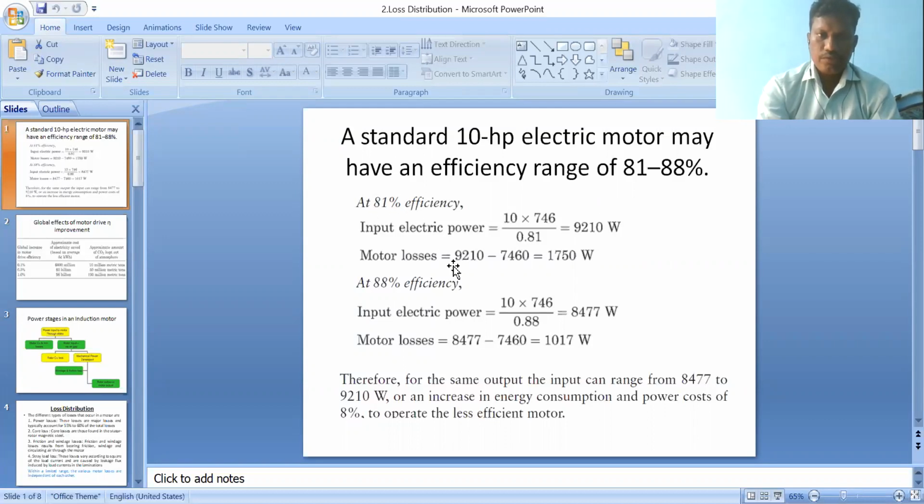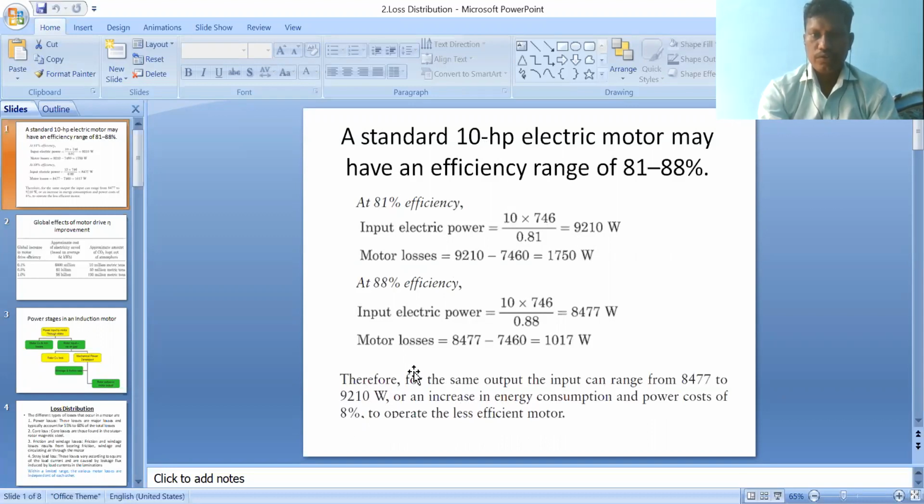At 81% efficiency, input electrical power is 9210 watts, losses 1750 watts. At 88% efficiency, input electrical power is 8477 watts, motor losses 1017 watts. So these are the two cases we consider from the same example, for the same output rating of 10 HP. Therefore, for the same output, the input can range from 8477 to 9210 watts. This means an increase in energy consumption and power cost of 8%.